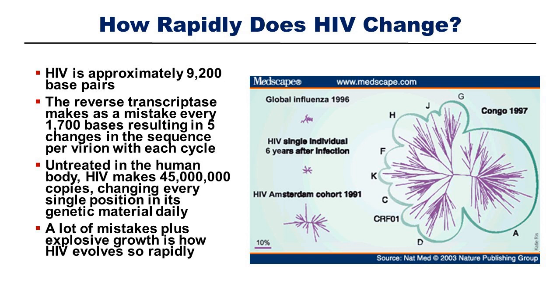The next biggest squiggle is the Amsterdam cohort as of 1991, representing everybody who had been enrolled in the Amsterdam cohort at that point and had their nucleic acid sequenced. Compare that to what was present in the Congo in 1997. So you can see graphically just how fast HIV evolves and changes. Next slide, please.